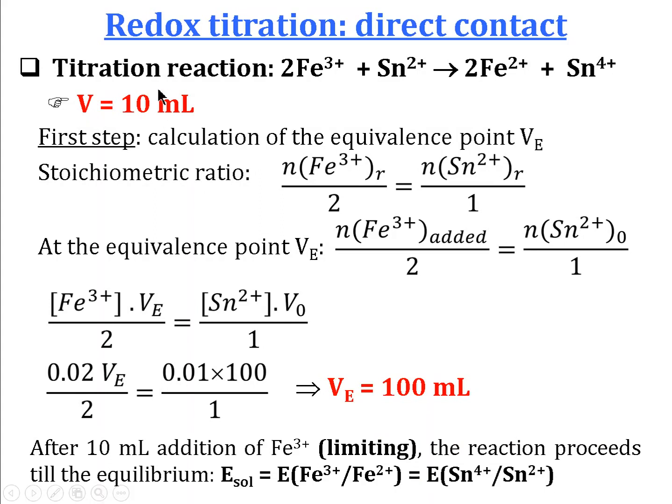So the 10 milliliter of Fe3+ added will react completely since this volume is before the equivalence point. So Fe3+ is the limiting reagent and the reaction between Fe3+ and Sn2+ will proceed till the equilibrium. At equilibrium, E of the reaction equals 0, E of the solution is equal E of couple Fe3+/Fe2+ equal E of the couple Sn4+/Sn2+.